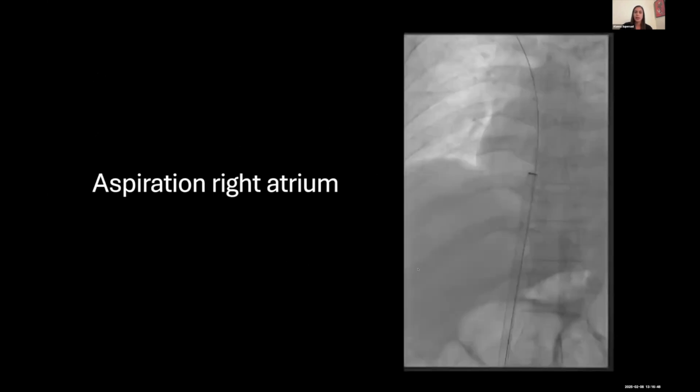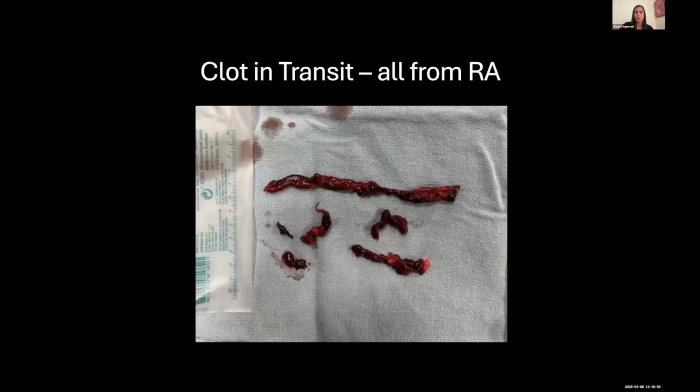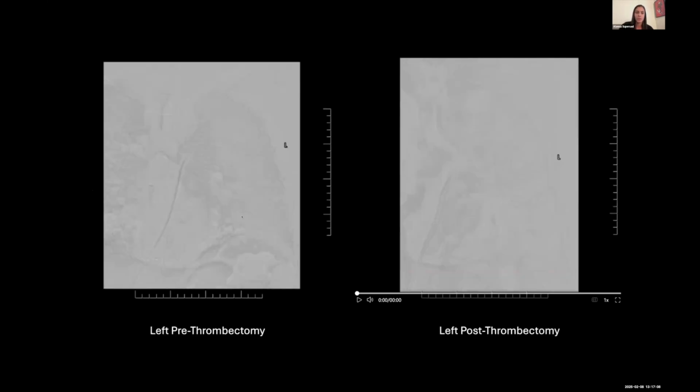So here we can see a large bore aspiration as pulmonary thrombectomy was carried out by the interventional radiology team. And note the large bore of this aspiration catheter. And here we have the images of all the clot that was pulled out from the right atrium. So that was the clot that we saw in that pulmonary embolism scan, and managed to pull that all out.